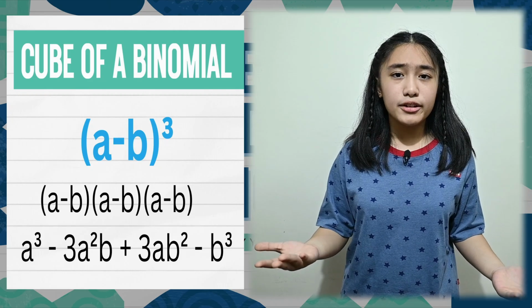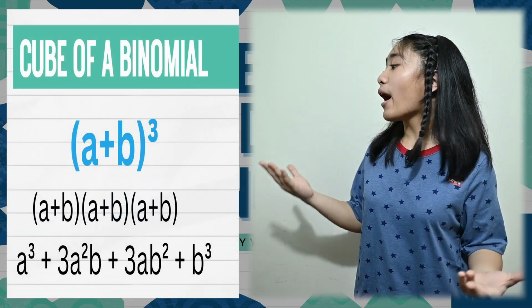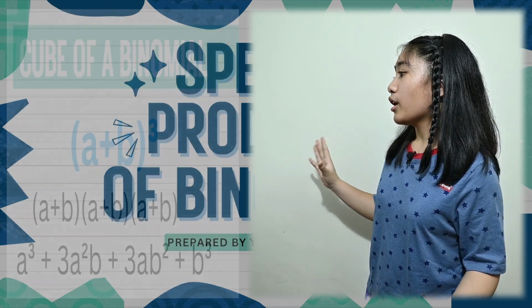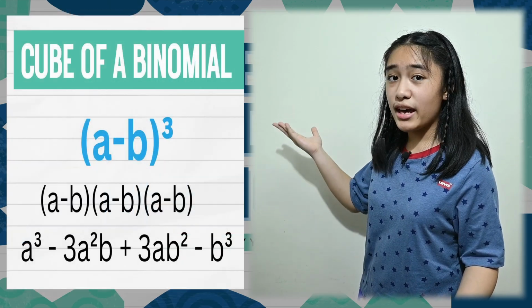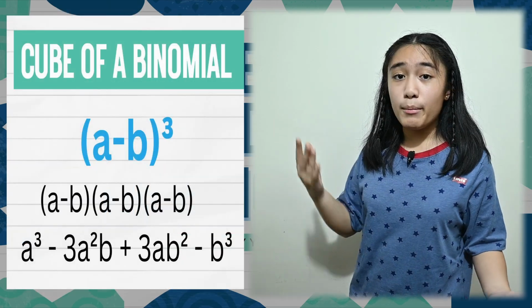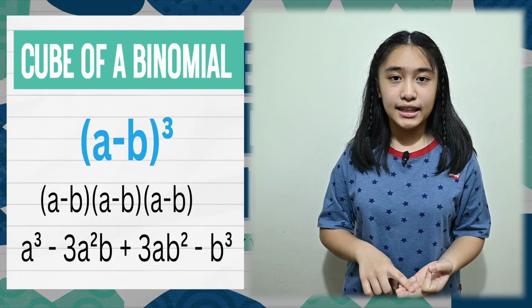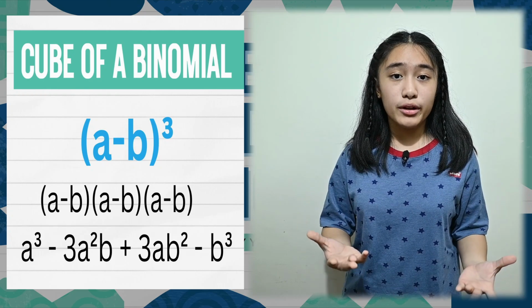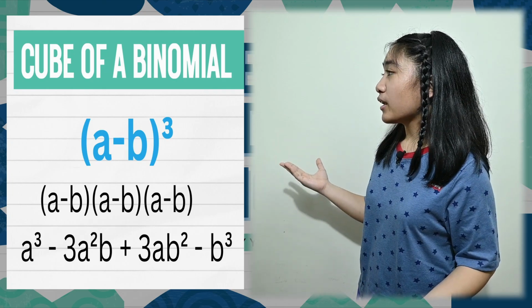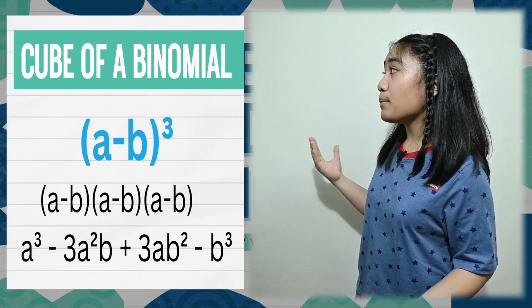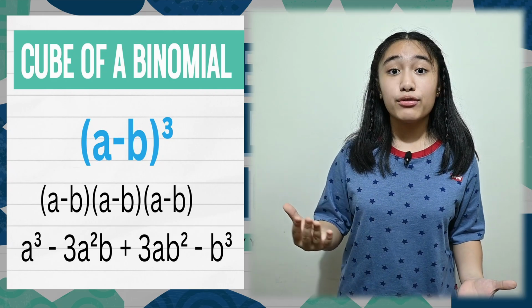Have you noticed the pattern? With operations with positive signs, all terms will be positive. But for binomials with a negative sign, such as this one, remember the pattern, negative, positive, negative. So the formula will now be a cubed, negative 3a squared b, positive 3ab squared, and negative b cubed.